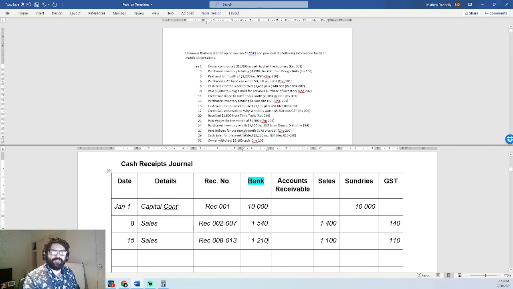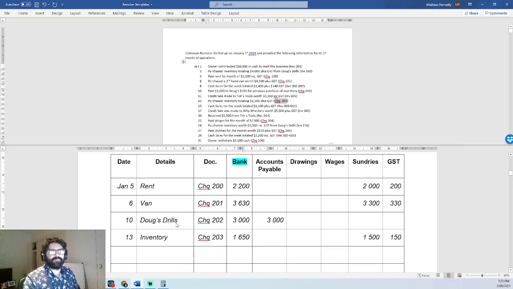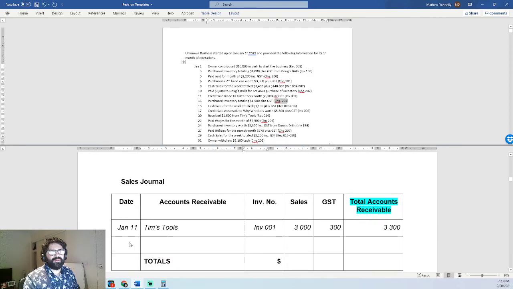On the 17th, a credit sale was made to Y Records worth 5,500 plus GST, invoice 002. So we go down, we have a look, we go to our credit sales on the 15th and we go Y Records, invoice 002. We see it's 5,500. We've got to add GST, so for plus GST, you've got to add it on, and we just go 10%, which is 550. And then we just add it together, and it should be 6,050. And we'll double check that one.